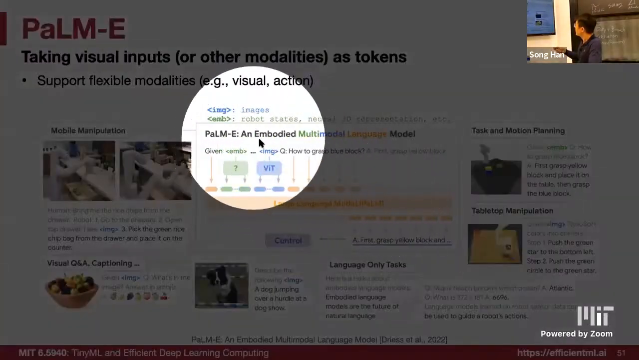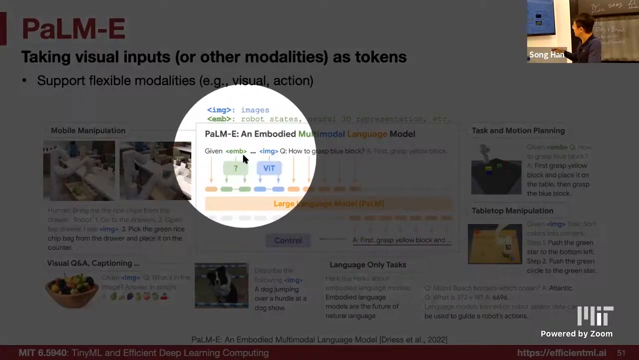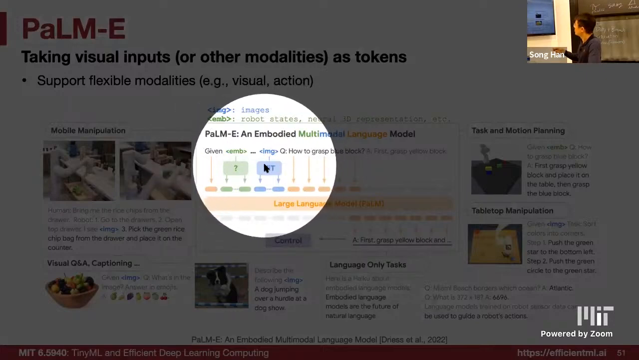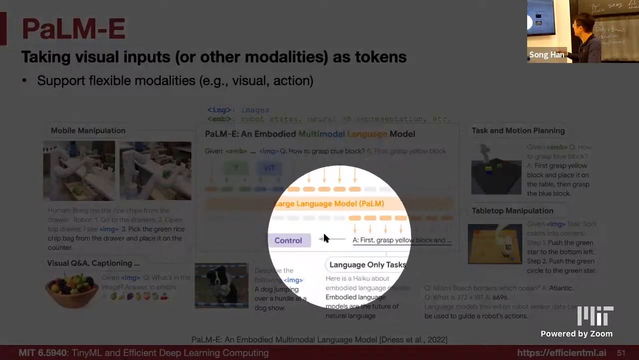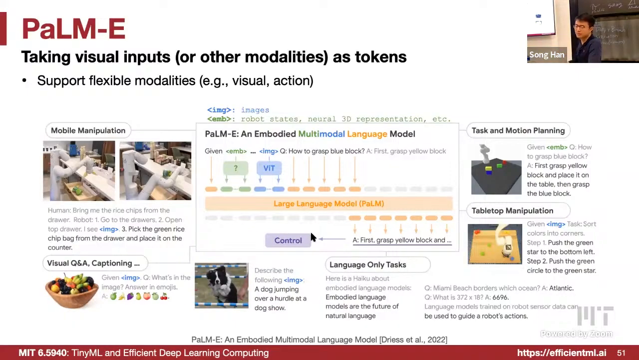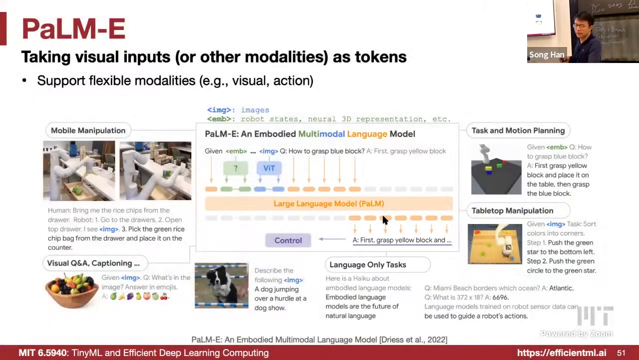So PaLM-E is an embodied multimodal language model. Given the language model, it can take any kind of input, either a language token, or an image token produced by a ViT. And it can output not only the language token, but also control information. Everything can be tokenized and fed to the language model, and the language model can generate different tokens to decode into various different modalities. What is good about this is that you have a very homogeneous model: token in, token out, very uniform infrastructure.